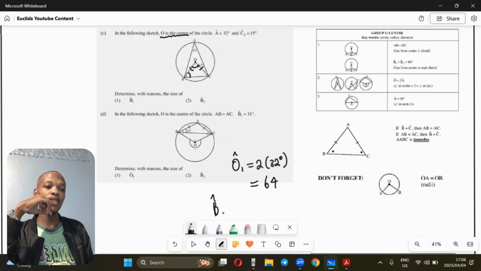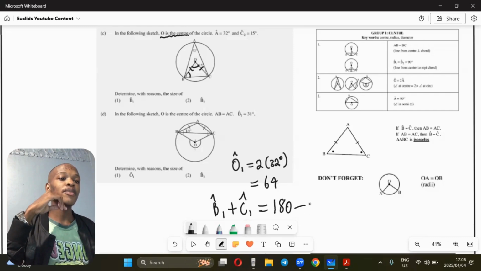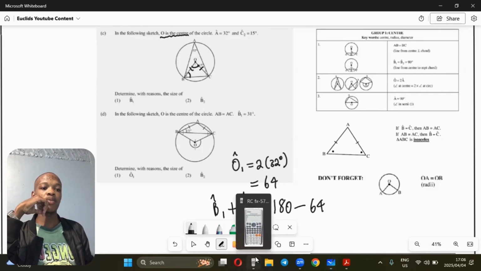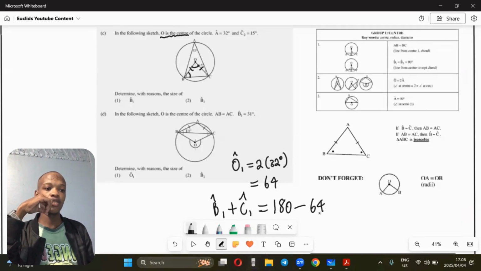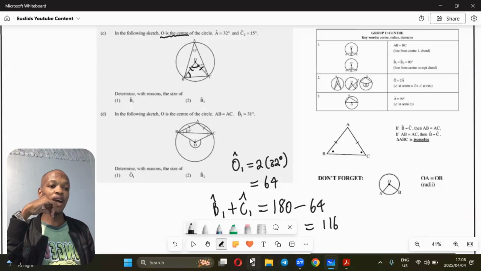In order for us to calculate the remaining value after subtracting 64, B1 plus C1 is equal to 180 minus 64 degrees. What is 180 minus 64? Let's bring up the calculator. 180 minus 64 is equal to 116. These two share 116. Remember, they are equal, which means you have to divide 116 by 2.